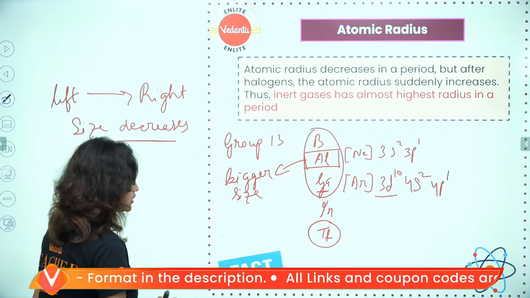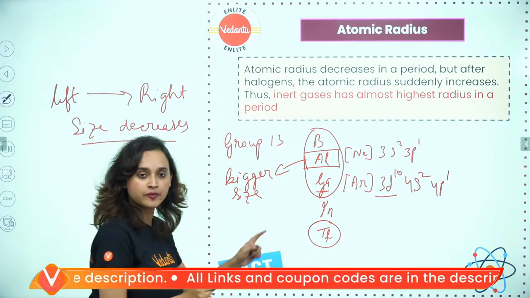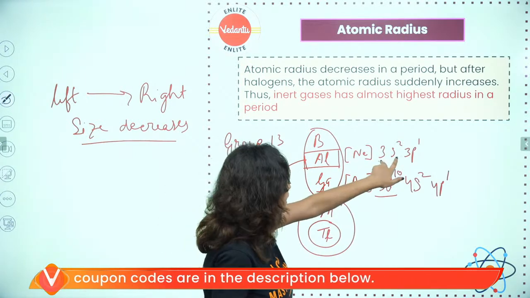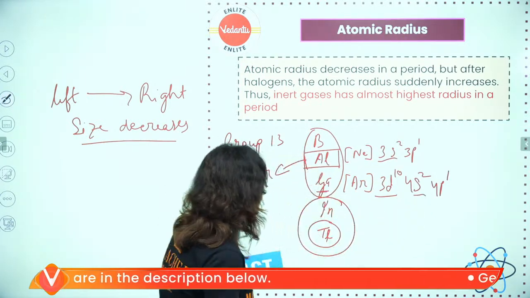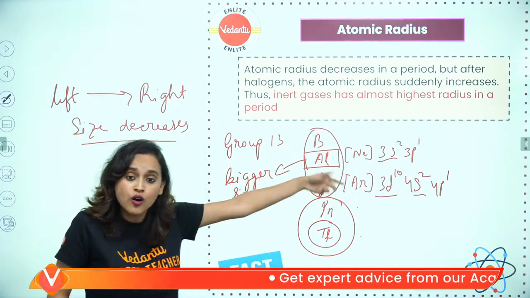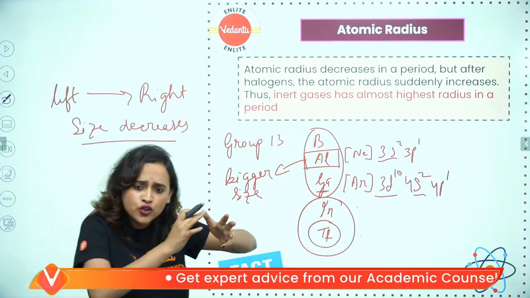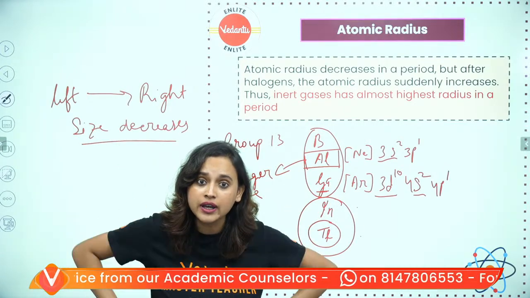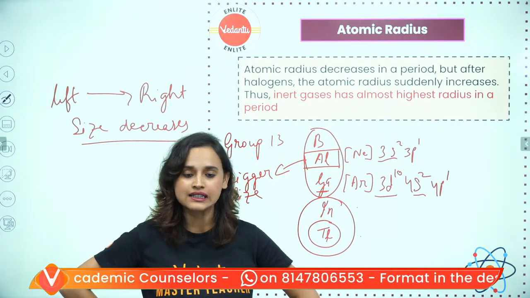Now, one more thing. What do you expect? You would expect that for indium and thallium, here 3s2, 4s2, now here it will be 5s2 and then 6s2. See, one whole shell is increasing. So you would expect that the size of thallium would be really, really big. But is that the case?